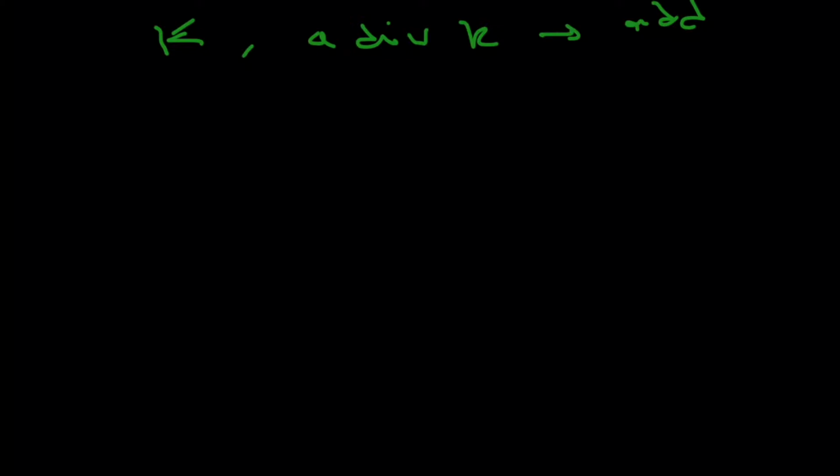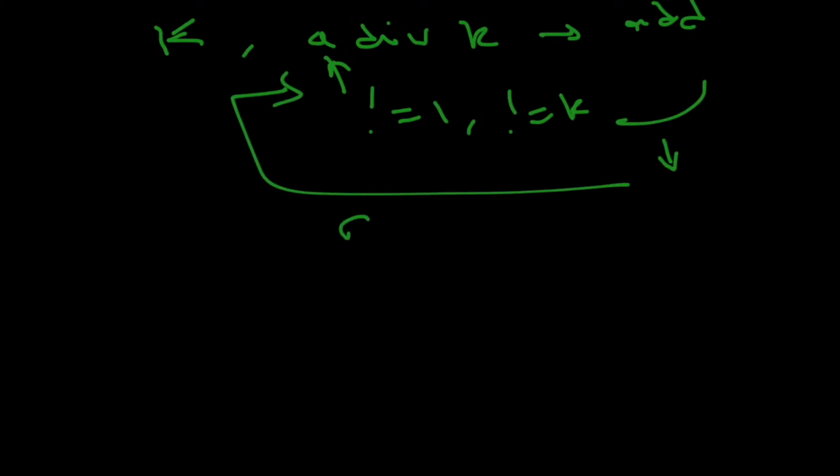So add to k any of its divisors not equal to 1 and k. So this a here has to be different than 1 and different than k. The same operation can be applied to the resulting number, and so on. And then once we add it, we can apply the same thing again. So we can recurse and apply the same operation again.